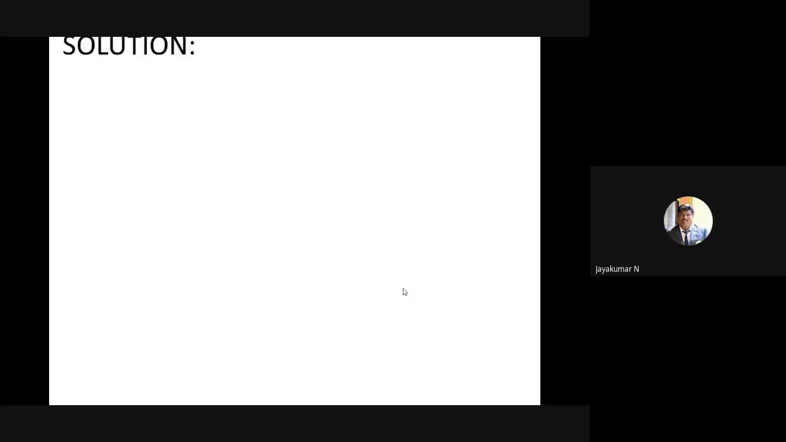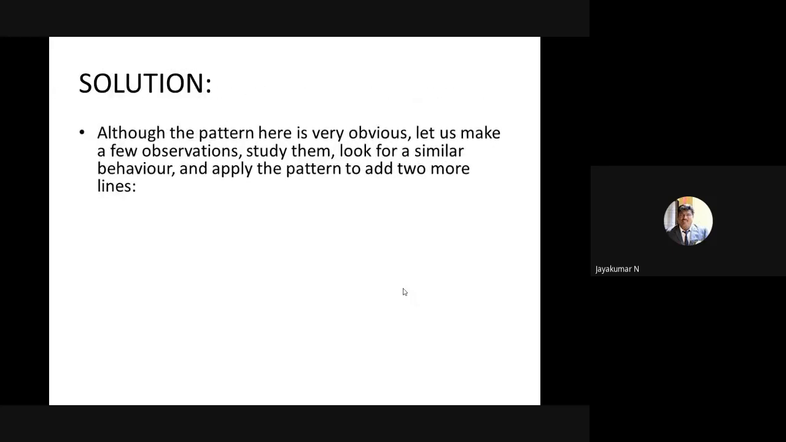When you observe this, although the pattern is very obvious here, let us make a few observations, study them, look for a similar behavior and apply the pattern to add two more lines. Okay, the LHS of each equation is the sum of two numbers. First, you have to identify that the LHS of the equations is the sum of two numbers, because the left hand side is 1 into 9, a single number, then plus 2. So LHS is always the sum of two numbers.